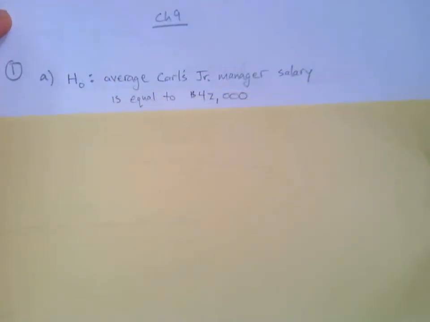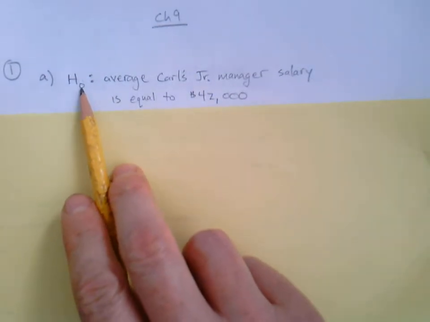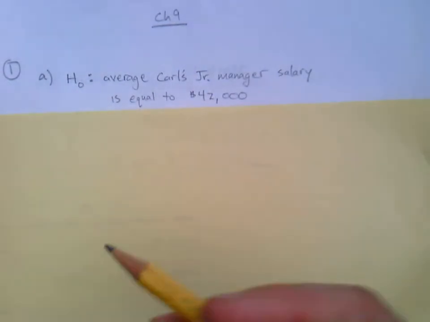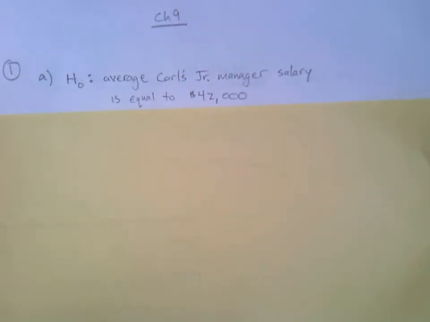Okay, so what is the null hypothesis here? I haven't pulled the page down because all we have is an answer to this one. So remember, for the null hypothesis, there is no difference. We assume there's no difference between Carl's Jr. managers and any other managers. Okay, so here it is. The null hypothesis, which we call H sub 0, 0 like nothing, right? Nada. H0: the average Carl's Jr. manager's salary is equal to $42,000. There's no difference between Carl's Jr. managers and any other fast food managers.